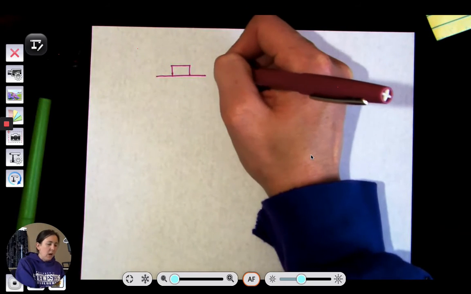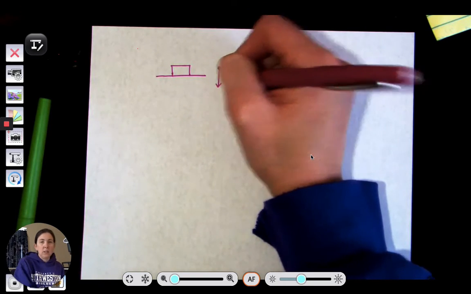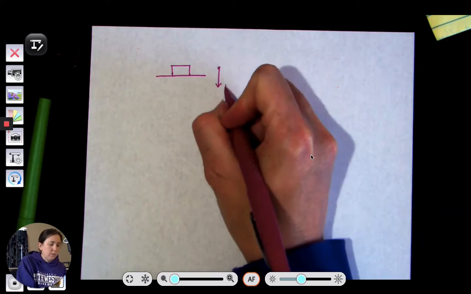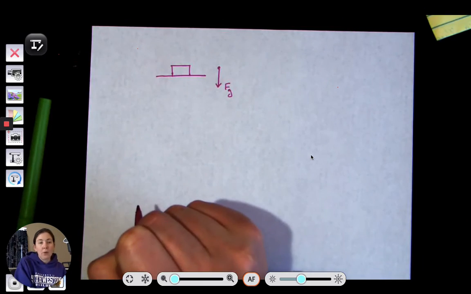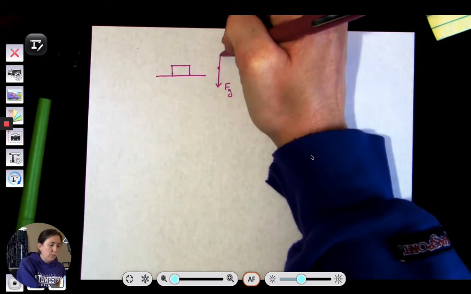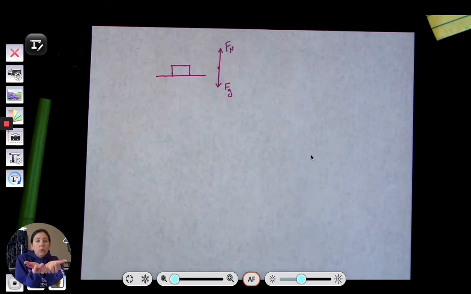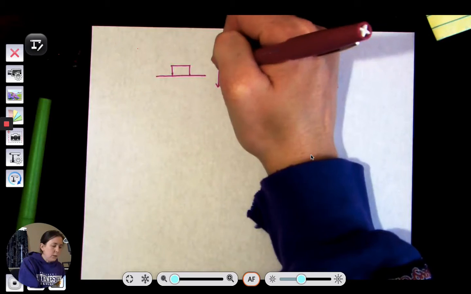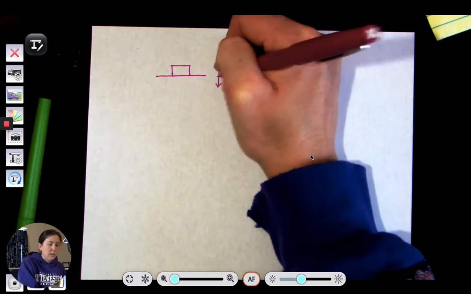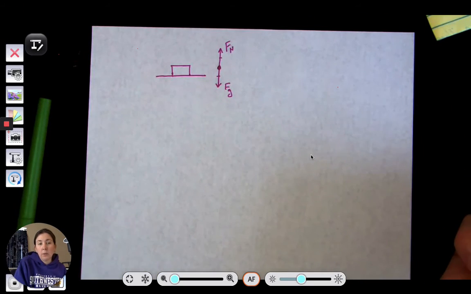And so I'm just going to abbreviate the types of forces. So this is the force of gravity, pulls down on the box. And then we get the normal force, the support force that holds the box. Now, when I look at this, the up force equals the downward force. This means I'm in equilibrium.